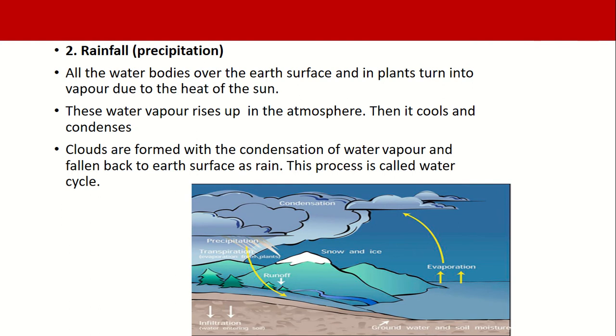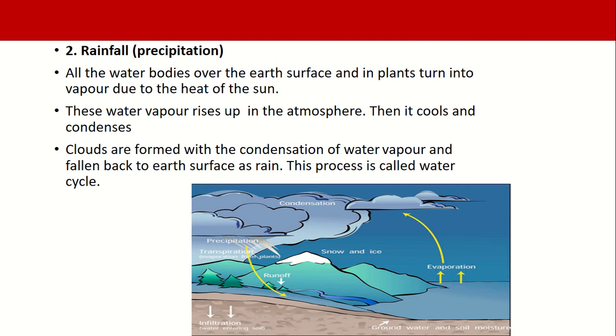Next, move to another element, rainfall or precipitation. All the water bodies over the earth's surface and in plants turn into vapor due to the heat of the sun. Now you can realize that the heat of the sun affects the water cycle. Earlier we discussed this: water vapor rises up in the atmosphere, then it cools and condenses. Clouds are formed with the condensation of water vapor and fall back to the earth's surface as rain. This process is called the water cycle.